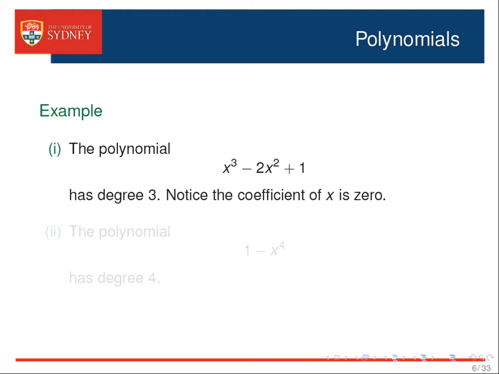Notice that it has no x term. Alternatively, we can just think of x as having a coefficient of 0 in front of it. Polynomials of degree 3 are also sometimes called cubic polynomials. This polynomial has degree 4.